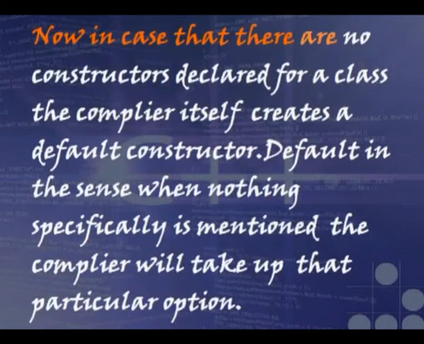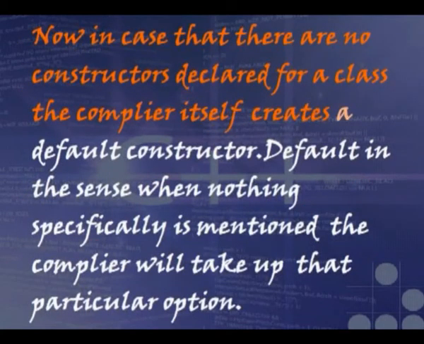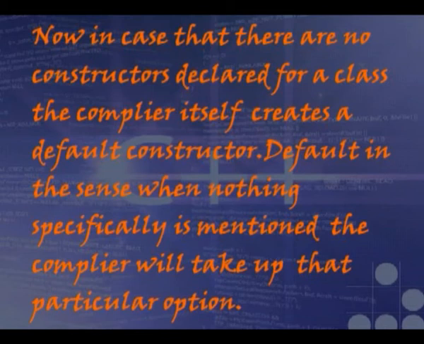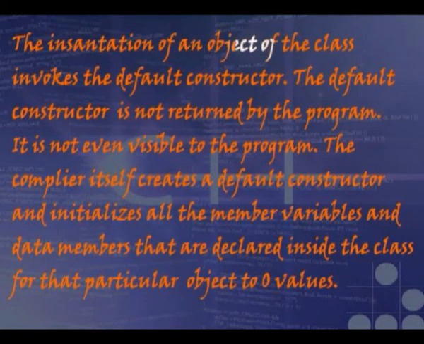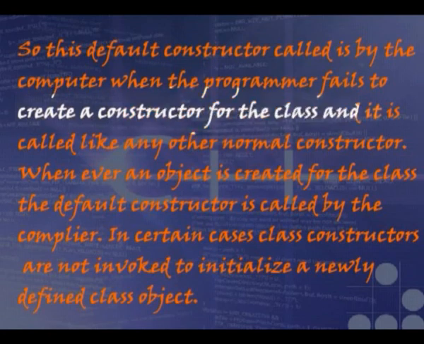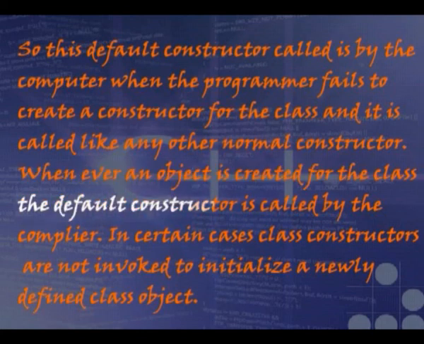Now, in case there are no constructors declared for a class, the compiler itself creates a default constructor. Default in the sense when nothing specifically is mentioned, the compiler will take up that particular option. The instantiation of an object of the class invokes a default constructor. The default constructor is not written by the programmer, it is not even visible to the programmer. The compiler itself creates a default constructor and initializes all the member variables and data members that are declared inside that class for that particular object to 0 values. So, this default constructor is called by the compiler when the programmer fails to create a constructor for the class, and it is called like any other normal constructor. Whenever an object is created for a class, the default constructor is called by the compiler.